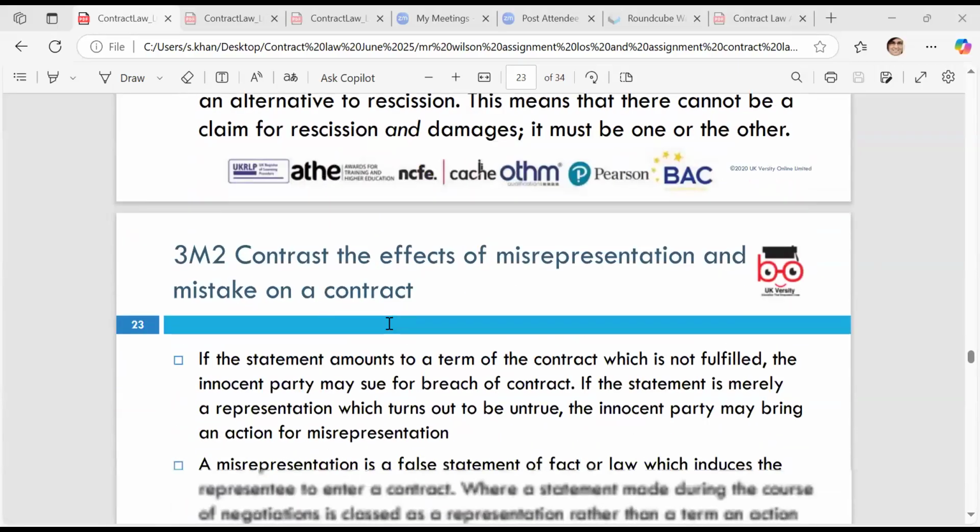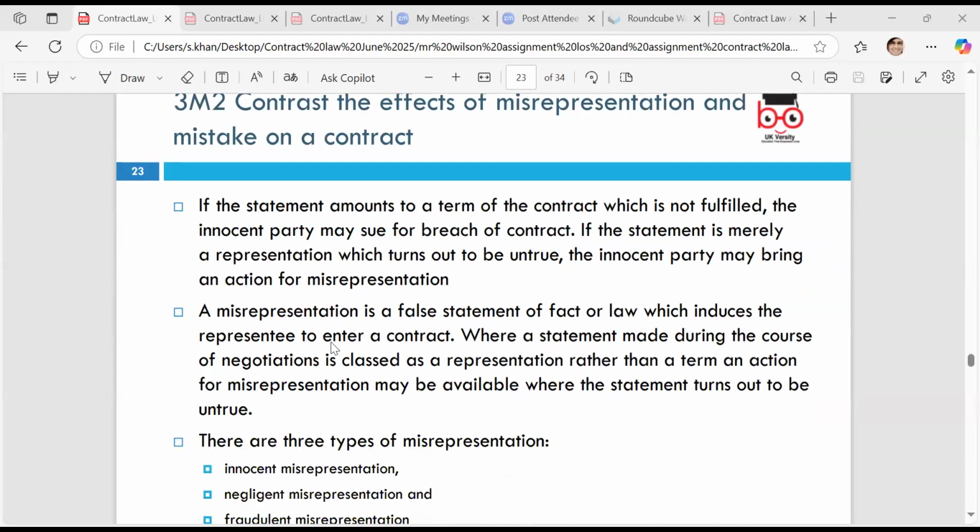The next one is 3M2, which is a merit one, contrasts the effects of misrepresentation and mistake on a contract. So misrepresentation and mistake both impact on the validity of a contract, but they differ in their nature. Misrepresentation involves a false statement inducing a contract, making it voidable at the misled party's option, who can then choose to rescind it, which is to cancel it.